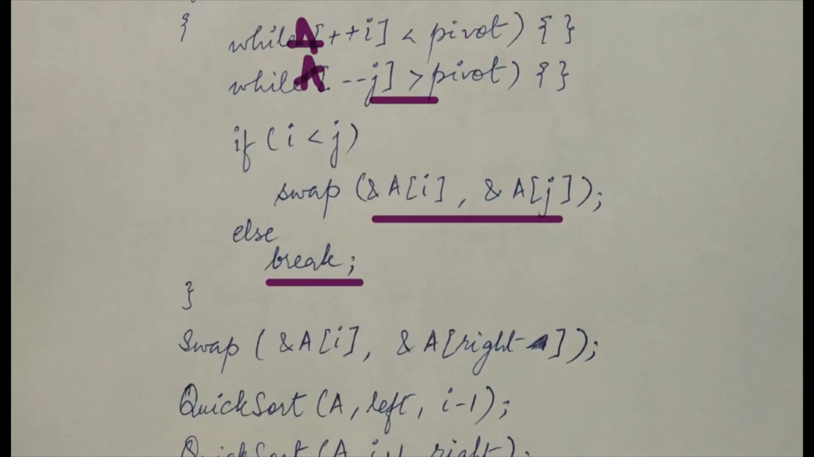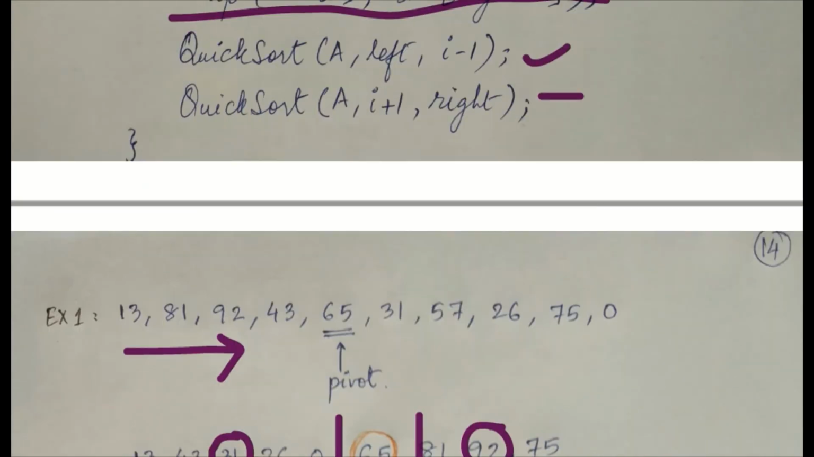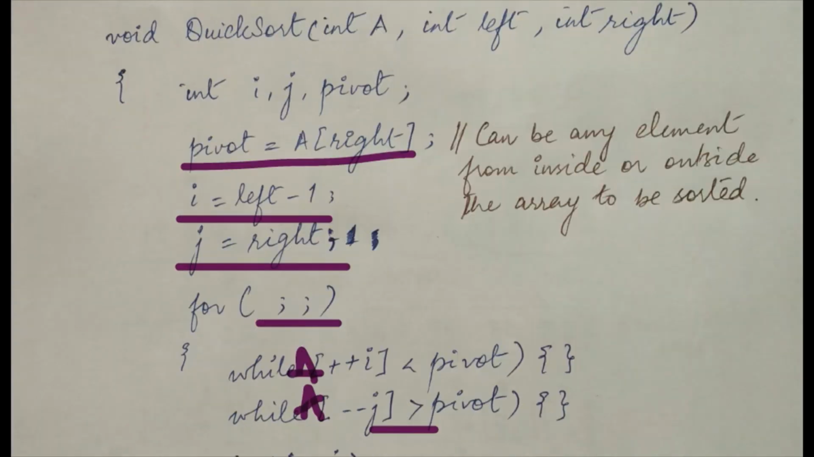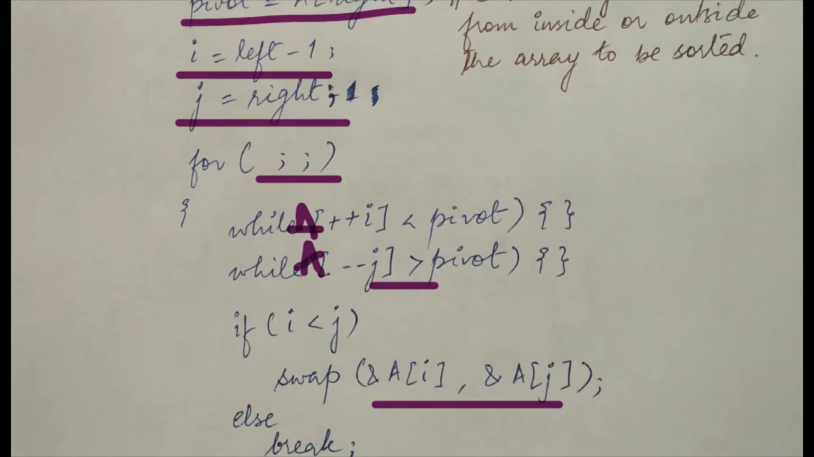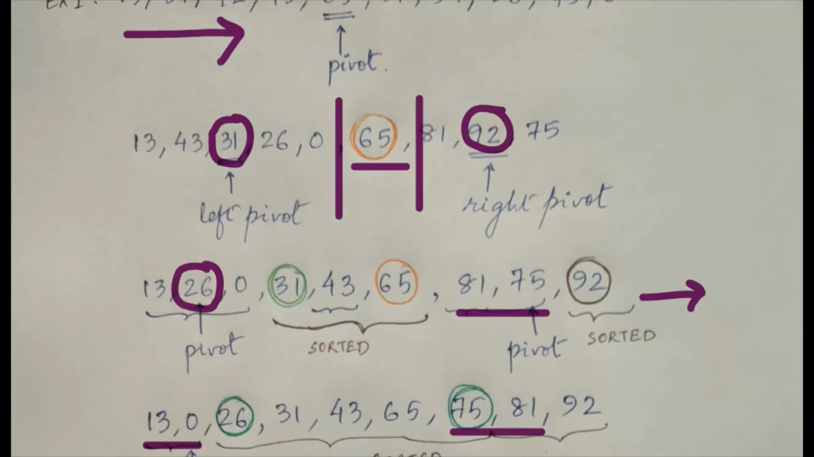And if you break, then you swap I with the rightmost element. Then you get two partitions based on your I value, and then you quicksort the two, and the same will happen, which I have explained in the example below. Okay, so there is a correction here, just have to put A here. So this is your quicksort.